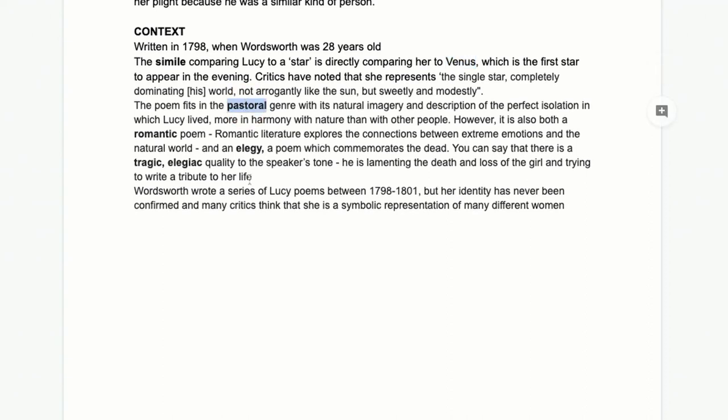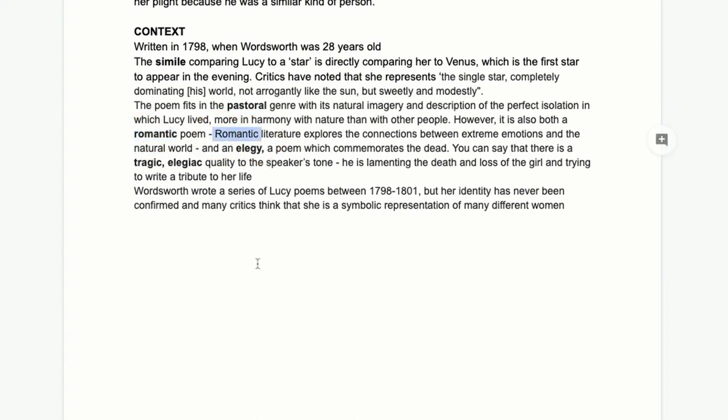Pastoral is another word I mentioned. This just means that it's a certain genre. It's drawing from the genre of pastoral poetry, which is all about the beauty of nature and the countryside, and how perfect it is to live in the countryside and so on. So research the pastoral genre if you want some extra reading as well, because that will help you go deeper into this poem. Also romantic in terms of the capital R.